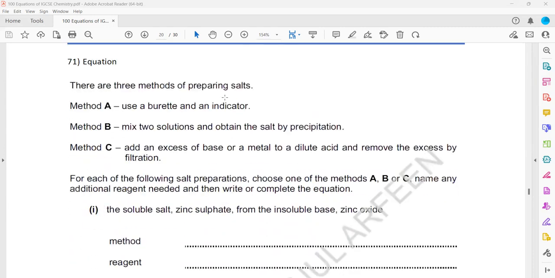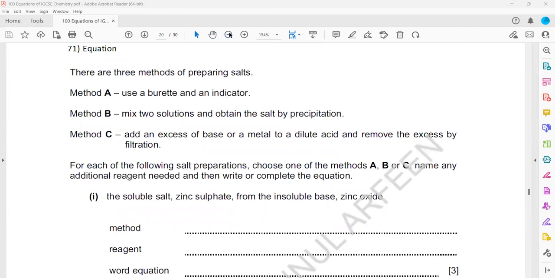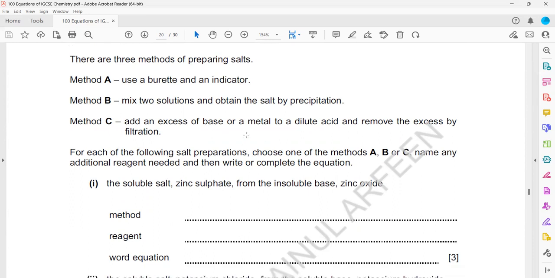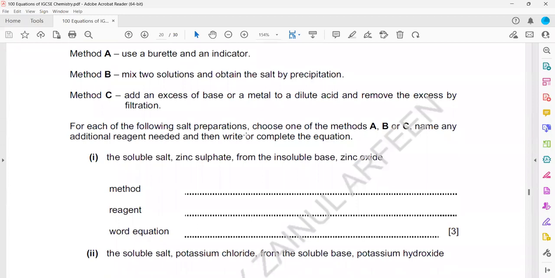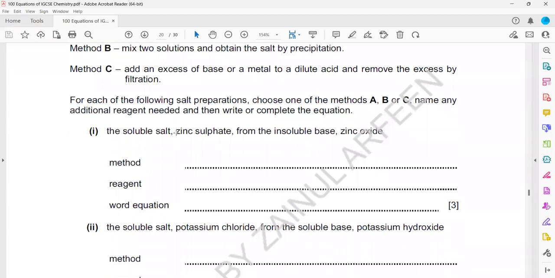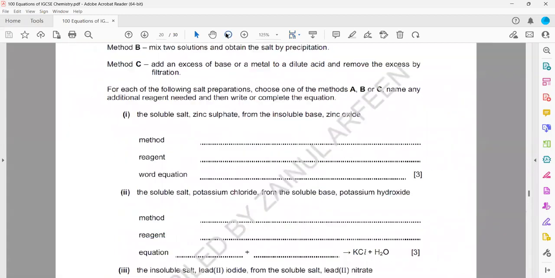Question 71. There are 3 methods of preparing a salt. We can prepare salt in different ways. Titration can be used, where an acid is mixed with an alkali using an indicator. We can use precipitation, mixing 2 salt solutions to prepare an insoluble salt. Or we can add a base, a metal, a metal oxide or a metal hydroxide, mainly metal oxide, to the acid.